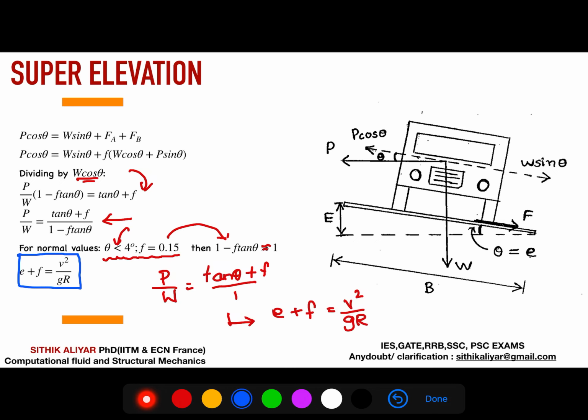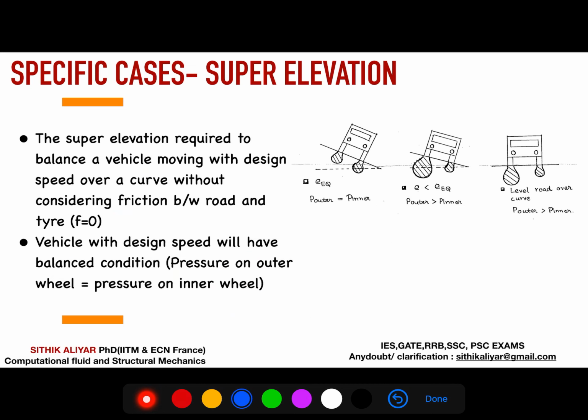So now we have derived a term using W cos theta, but just by raising the outer edge we got a term for counteracting that V square by gR, using the super elevation slope E and the coefficient of lateral friction f. So this is the story, and with that the derivation is over. I am going to give some specific cases of super elevation.